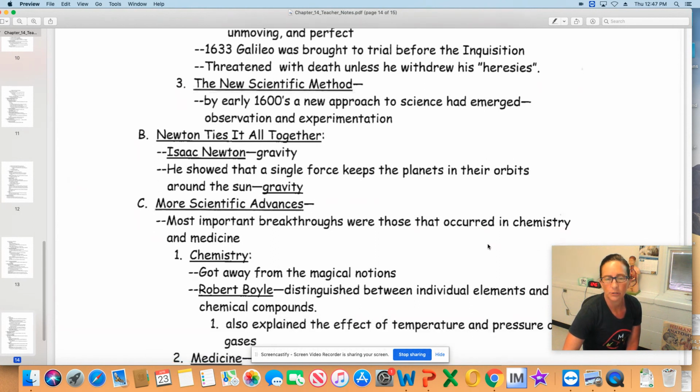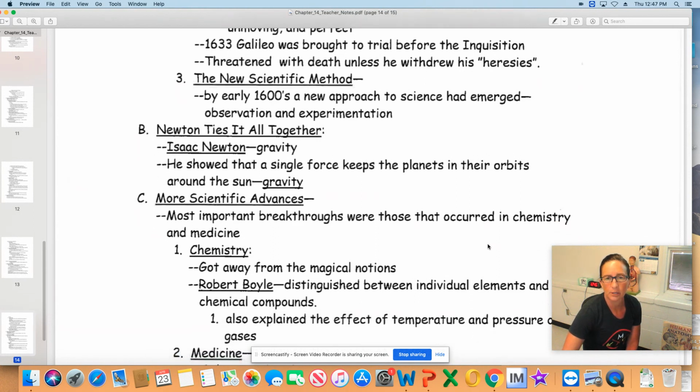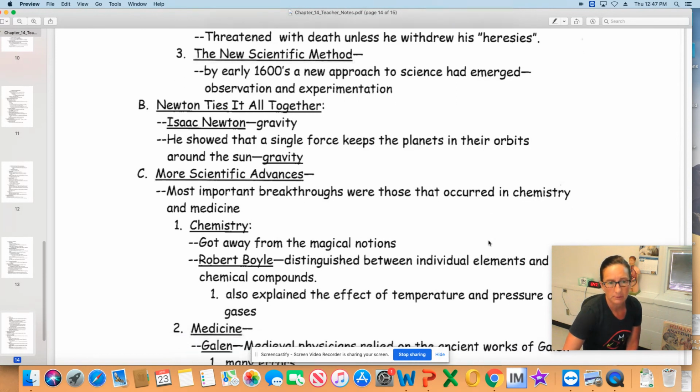New scientific method. By the early 1600s, a new approach to science had emerged: observation and experimentation. I know Mrs. Kirshner probably goes through this, Mr. O'Malley talks about observation and experimentation, probably also had it with Mr. Mraz, Mr. Gunderson. So that's going to come around in the 1600s. Isaac Newton, gravity, right? He showed that a single force keeps planets in their orbits around the sun, called gravity.